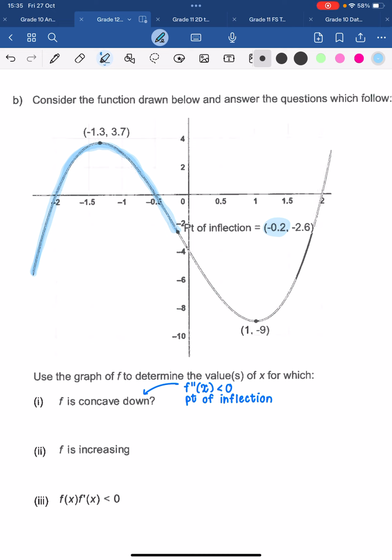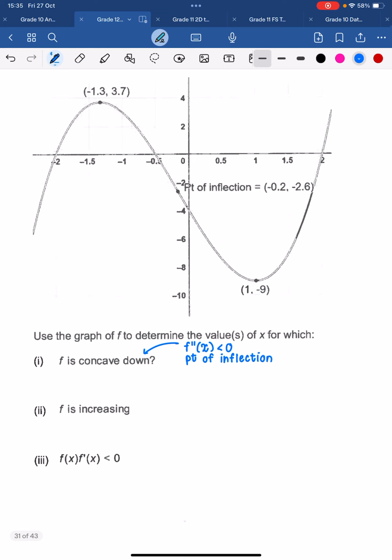If we're looking at this, we have an x value of negative 1, an x value of negative 1.3, negative 2. All of these x values here are smaller than the x value of the point of inflection. So that is what we're going to write down as our answer, x smaller than negative 0.2. Right, let me just quickly erase that there. So our answer for that question, x smaller than negative 0.2. That is also just a 1 mark question.